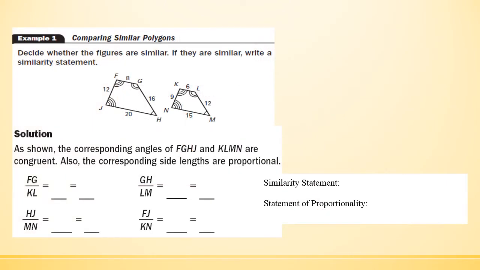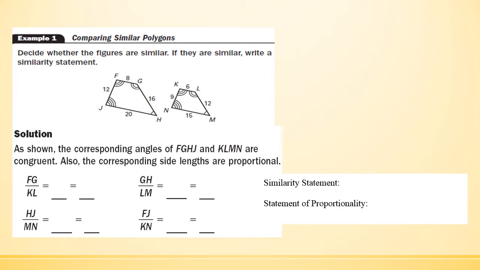Okay, so if we're given 2 figures and we're determining whether they are similar or not. It says determine whether the figures are similar, and if they are, write a similarity statement. Remember, all the corresponding angles have to be marked congruent, which they are if we look. You've got single, double, triple, and quadruple marks.